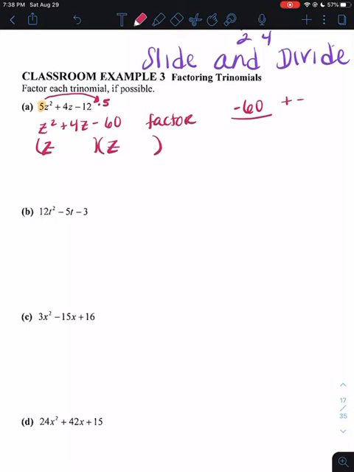So let's kind of go down a line. 1 times 60, 2 times 30, 3 times 20. Let's see, 4 times 15, 6 times 10.